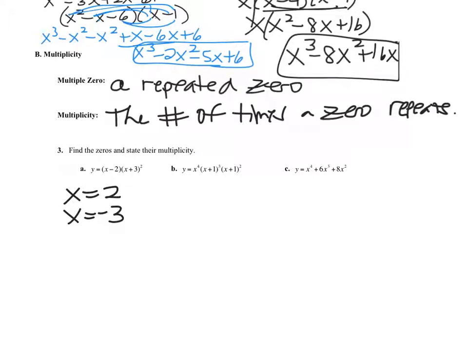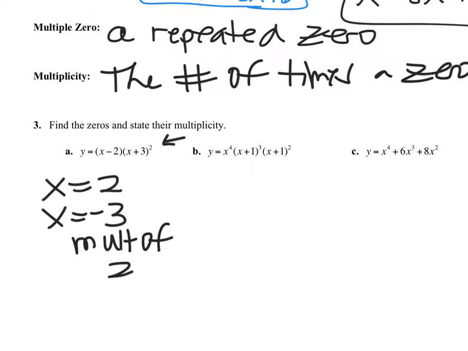Now, what happens, though, is negative 3, that 0, is x plus 3 and x plus 3. So how many times does that happen? Twice. So negative 3 has a multiplicity of 2. Okay? So 2 is a 0, true. Negative 3 is a 0, but it has a multiplicity of 2. It happens 2 times.